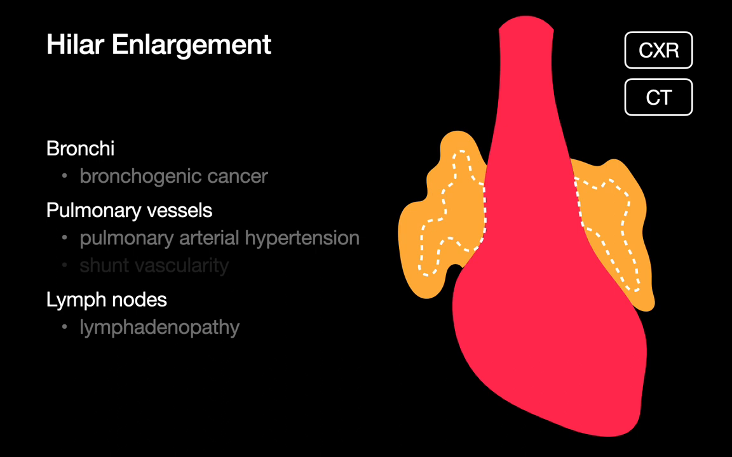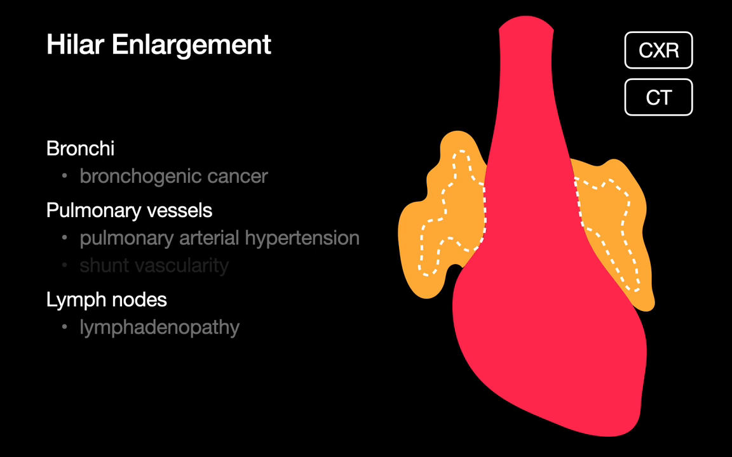Because shunt vascularity is pretty uncommon, when I see hilar enlargement on a chest x-ray or a chest CT, I usually think about the three main elements of the hila: airways, pulmonary vessels, and lymph nodes, and use that list to remind me of my differential diagnosis for hilar enlargement: bronchogenic cancer, pulmonary hypertension, and lymphadenopathy. It's usually pretty trivial to tell these three things apart from each other on CT, though not always quite so easy on chest x-ray.